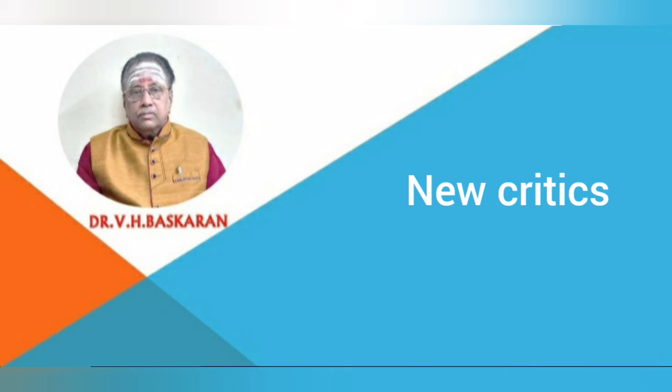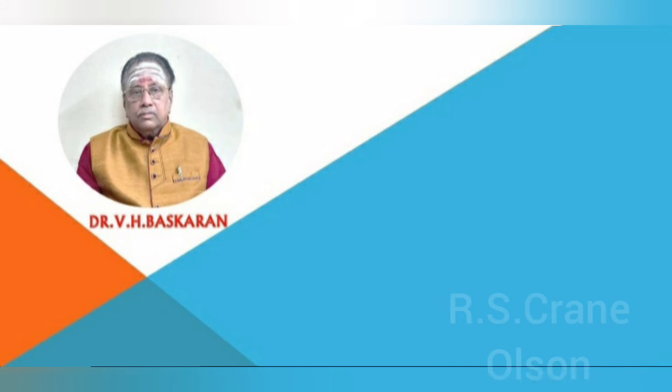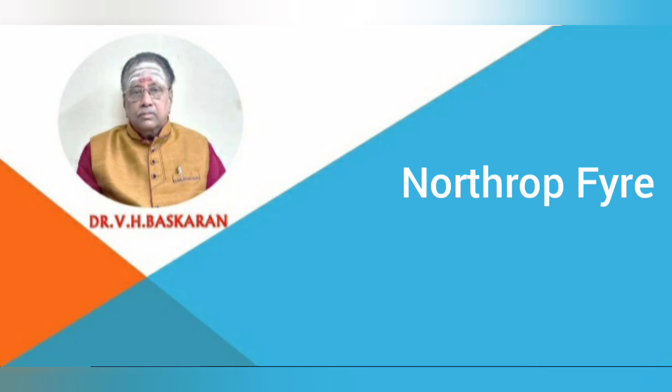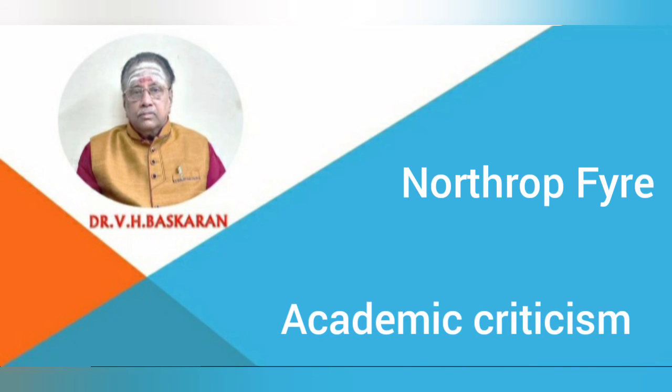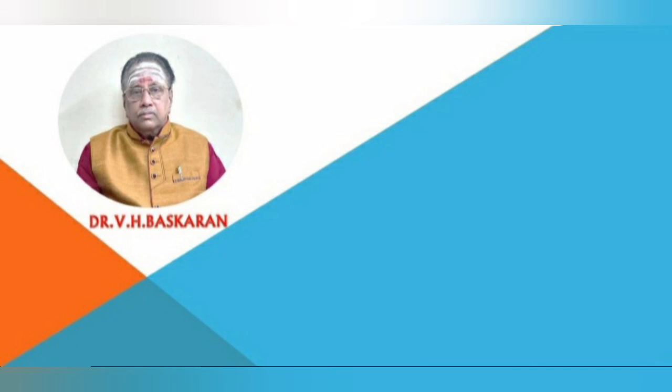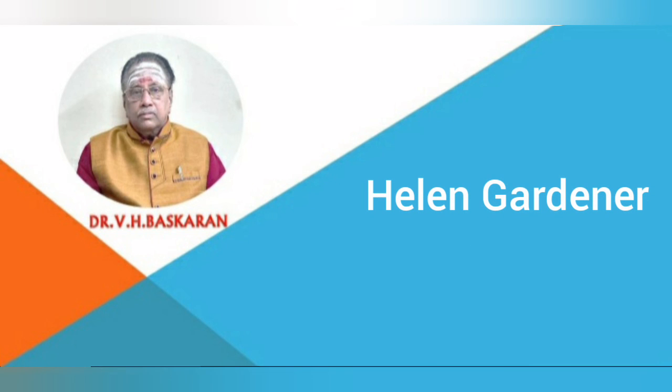Pointing out the limitations of the new critics and their critical monism, R.S. Crane, Olson, and Keast seek to revive the need for respecting literary genres. Northrop Frye considers academic criticism a structure of knowledge, and the academic critic's duty is not to inflate or deflate the reputation of a writer. Helen Gardner believes that a good critic carries a torch.